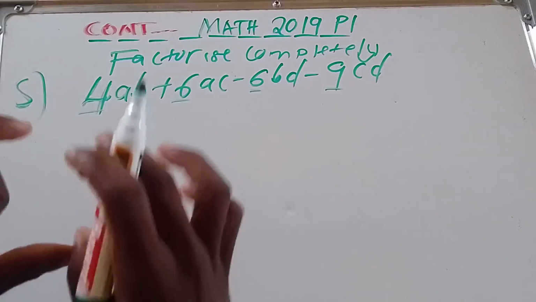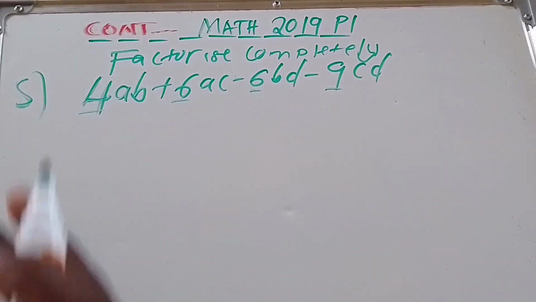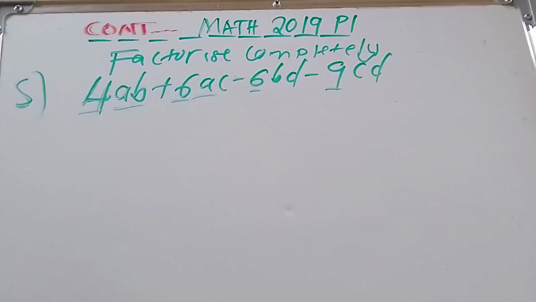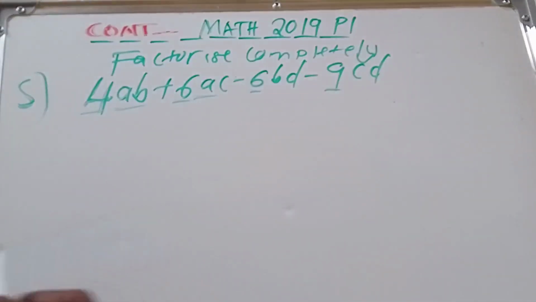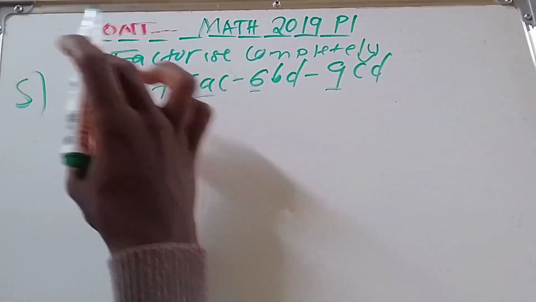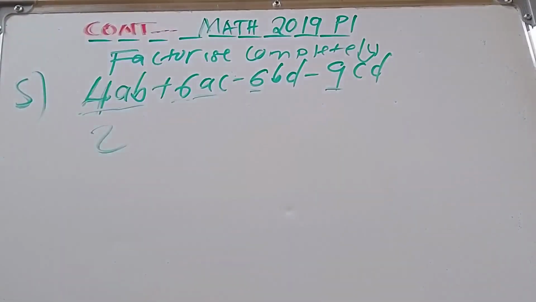For you to answer this question, when collecting the numbers, you need to consider whether the letters have something in common, and whether the numbers we are collecting can factorize or divide themselves. I hope you are getting it. In this case, we have 4 and 6. I can find a number which can go into 4 and into 6, which is of course 2.